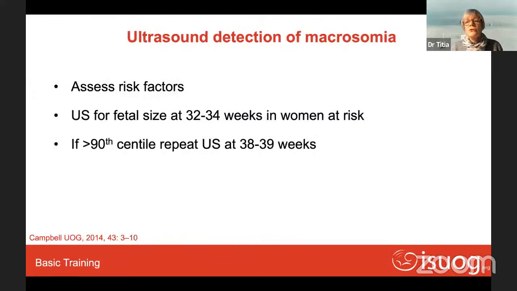And so if we continue, then how are we going to detect macrosomia? Well, assess the risk factors. If you're dealing with risk factors, then you have to look at the baby. And if, for instance, the baby is between 32 and 34 weeks, you can do a measurement to establish whether in these women at risk there is going to be growth macrosomia. And if you see that, then also try to do a measurement around 38 and 39 weeks. But obviously, we know that that will be difficult to do.